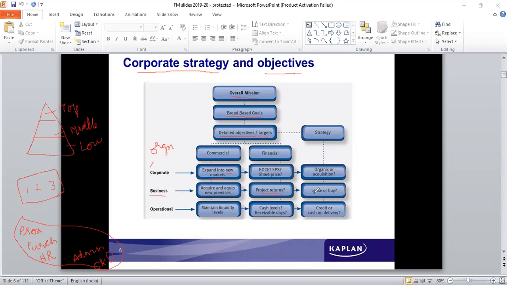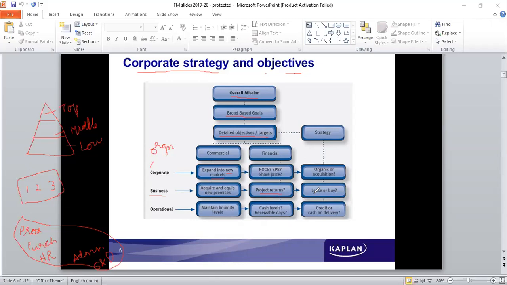So there are certain things which are decided. So the corporate strategy and objectives, we have looked at what is the hierarchy, the three different levels of management, what is their role, what is their role for the commercial aspect and the financial aspect. So throughout this paper, we are going to focus only on the financial part of it, commercial part of it, because it's part of this particular hierarchy.